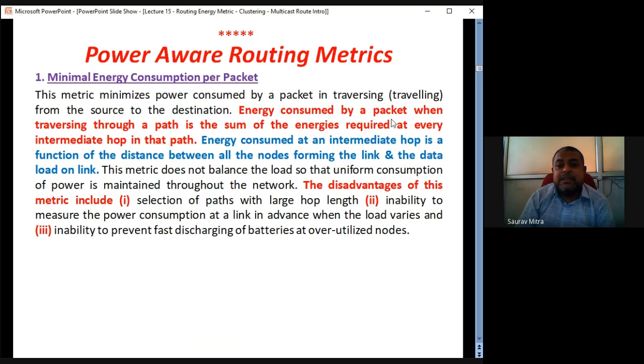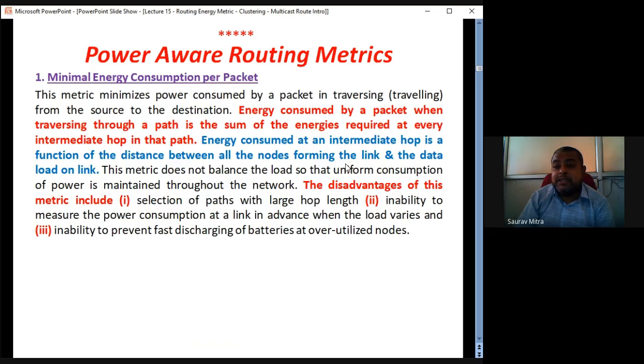That is the agenda. The energy consumed by a packet when traveling through a path is the sum of the energies required at every intermediate hop. The sender node transmits that data packet to the next node, and whatever energy is required for that should be least. And whenever a receiver node receives that packet, some energy has to be given to receive it. So this transmission energy plus receiving energy at every hop, that means every jump of the data packet, should be as little as possible. More than that, energy consumed at any intermediate hop is a function of the distance between the nodes. So the more the distance, the more the transmission and reception energy.